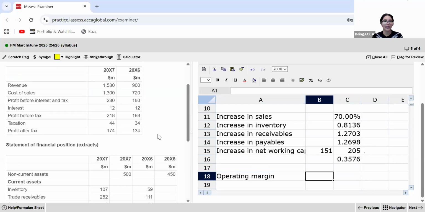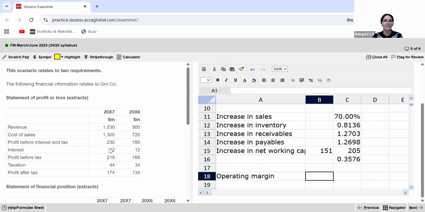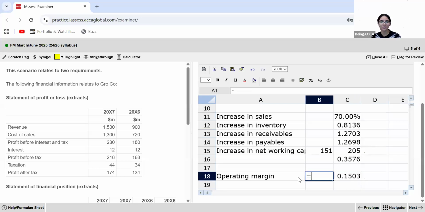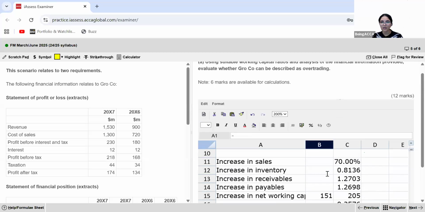So if I talk about my operating margin, I will see how much money I have earned over my revenue. I have earned a total PBIT of 230 on a revenue of 1530. Then in the next year, I have earned 180 over a revenue of 900. Sorry, I've flipped the figures. This is for 20x6 and 20x7.